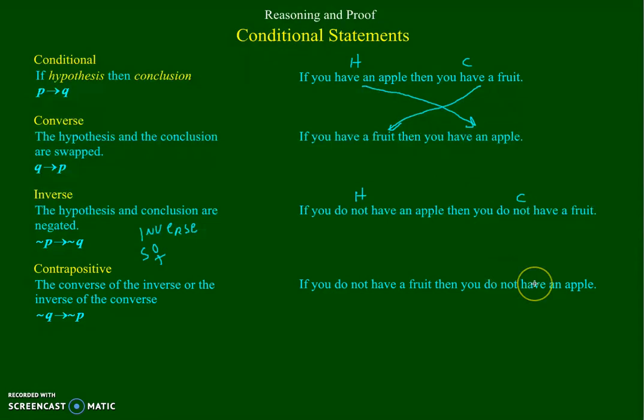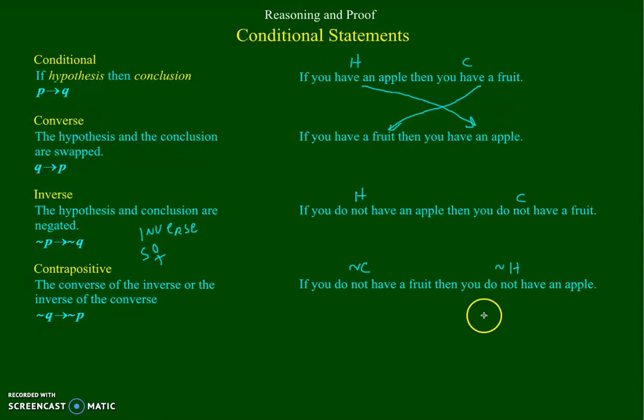Or then you do not have an apple. So that's contrapositive. And notice the conclusion comes over here, and the hypothesis comes over here, and we negated the conclusion, and we negated the hypothesis. So, not P, not Q. All right.